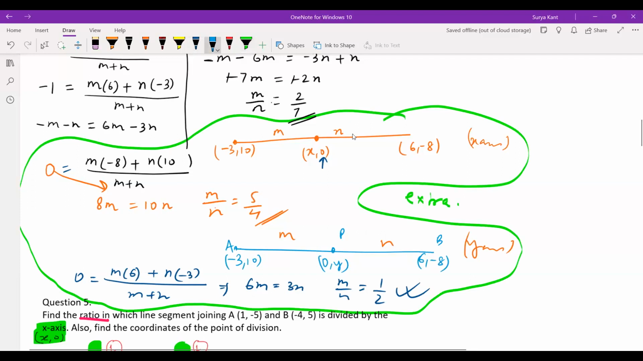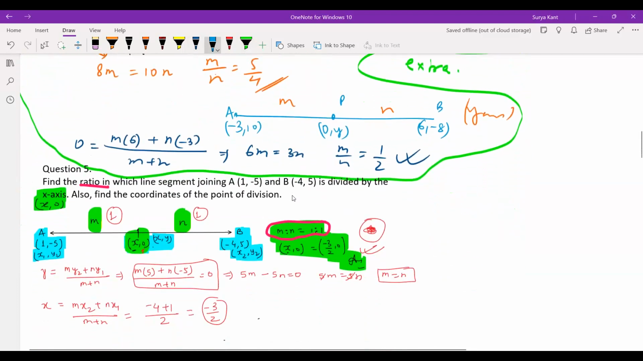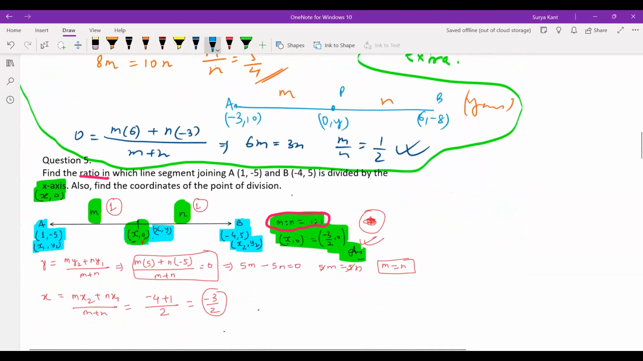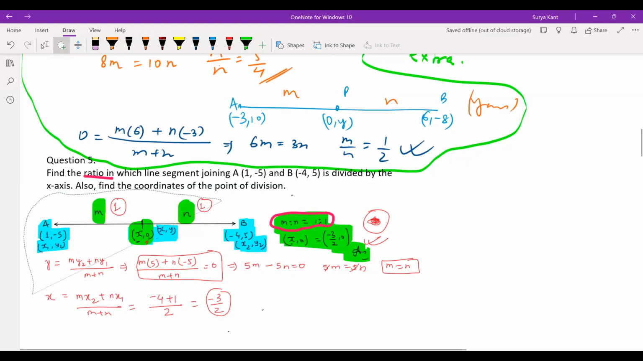Next question, number 5. It's coming the same way. Here they have added one more thing: find the coordinates of the point of division. First they have given find the ratio, and after that an additional question, find the coordinate of the point of intersection. Coordinates also they are asking over here.